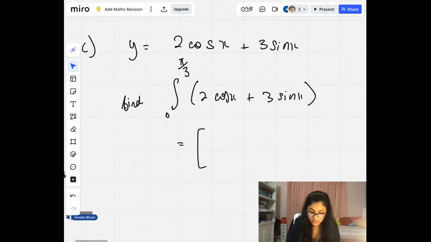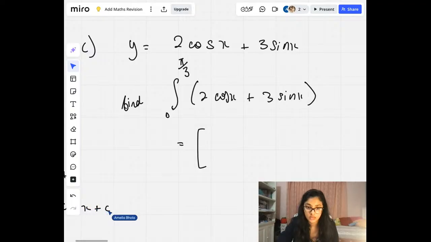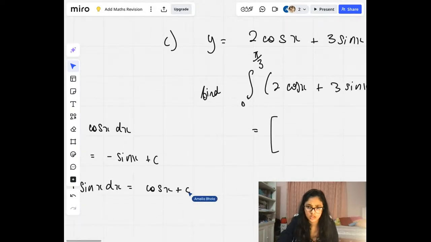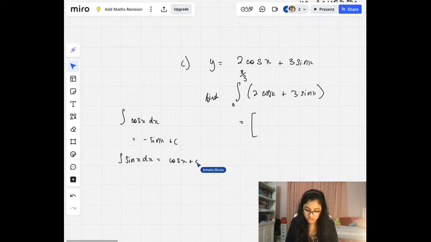But since it's a definite integral with limits, that means I don't need to have the plus c. If it was indefinite, that means I have to have my plus c. Oh, oops, I forgot the x. Sine x dx. Cosine x plus c. Right, so with this in mind, I am going to plug that in.